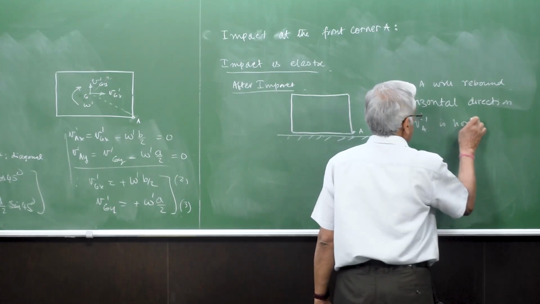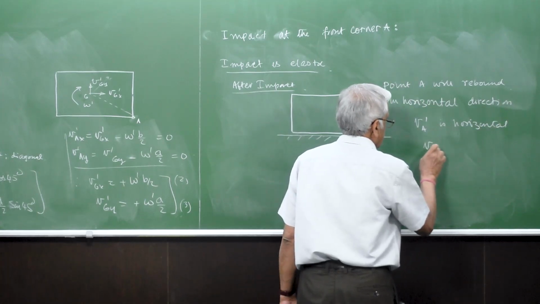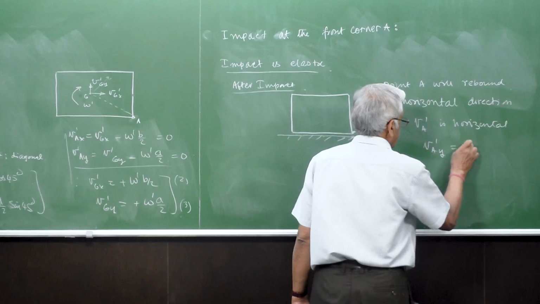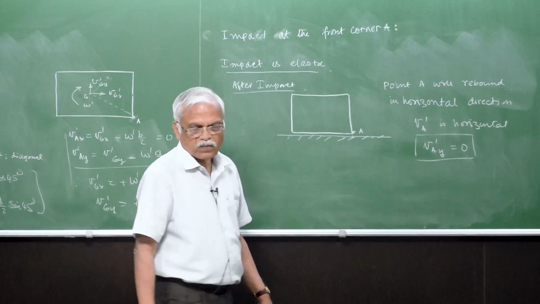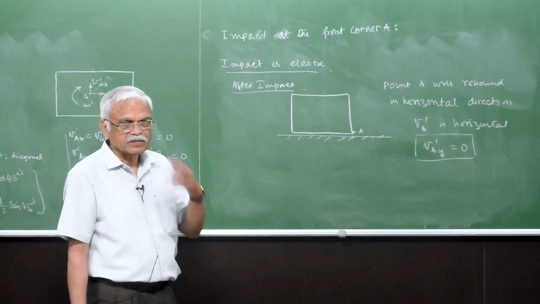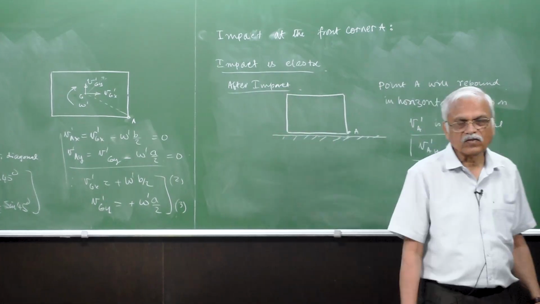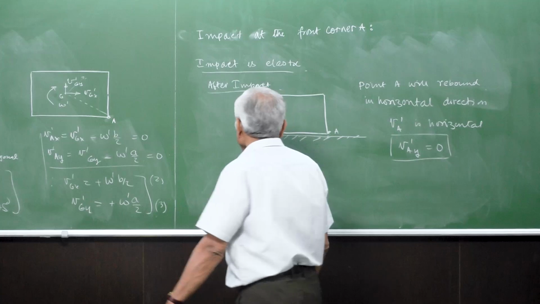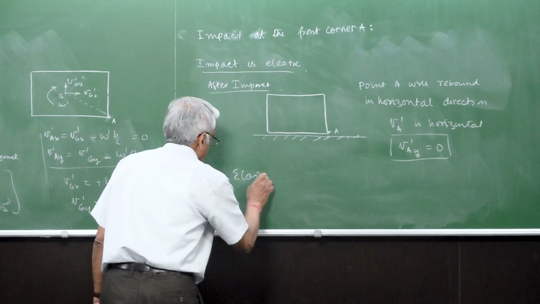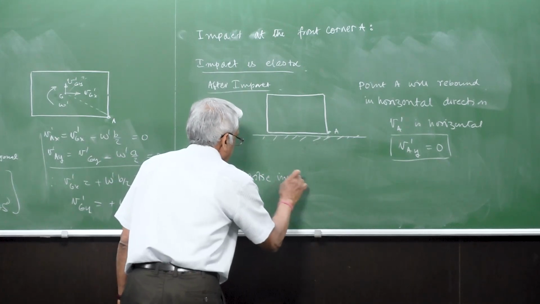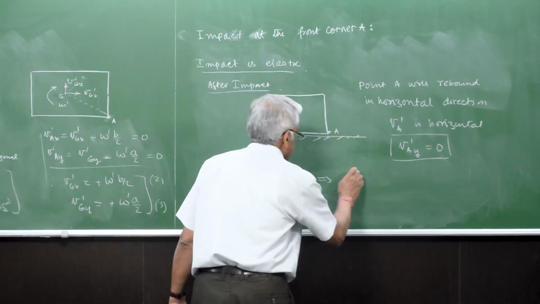is horizontal, or what is that which we can say? So VA prime Y is 0. This is one constraint, right? And what else? Since this is elastic impact, we can also say that elastic impact implies that the energy is conserved.